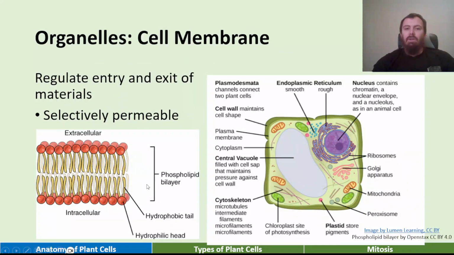Now the tails, since they're fats, they're hydrophobic. Fats and water don't mix, so they repel things like water. The phosphate part is hydrophilic. They like water. This hydrophilic, hydrophobic, hydrophilic contrast across the cell membrane creates a circumstance where not everything can go across. So, what can go across?